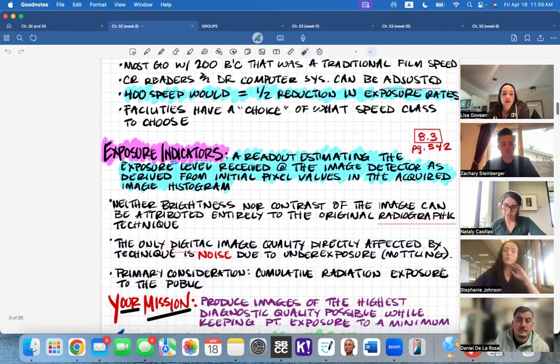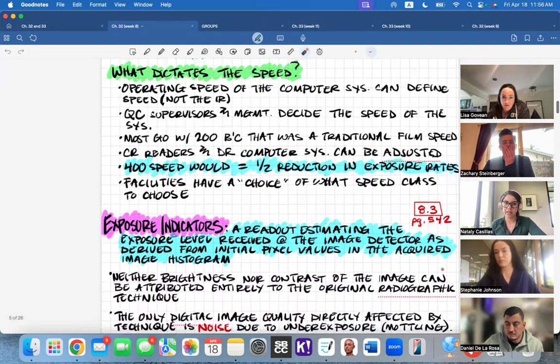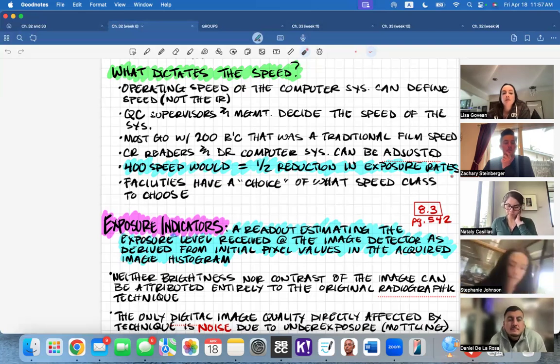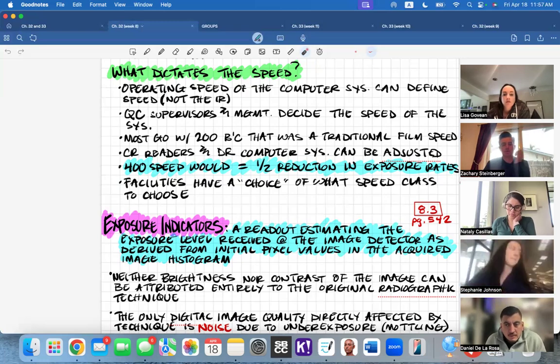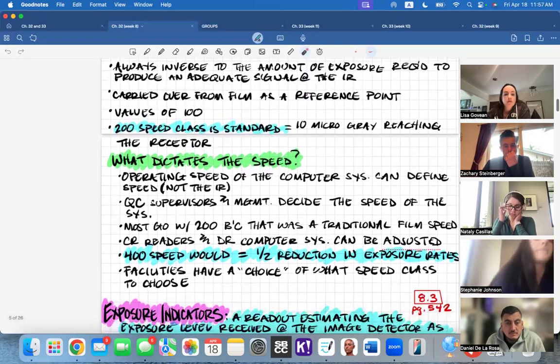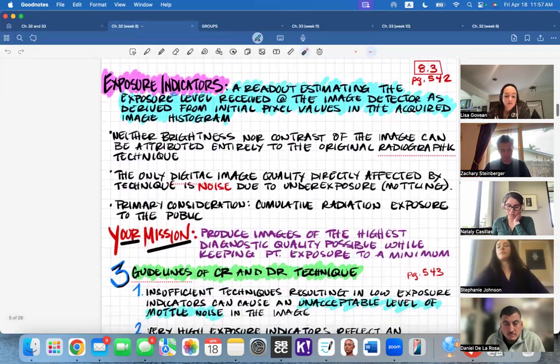Any other thoughts? Speed class. I noted that speed class will be directly connected with techniques. I think he said that, which is why I wrote it down. That makes sense. Because of the seconds for the mass. Yeah, just because of how much exposure the system needs to produce adequate images. Yeah, I think that makes sense. All right, should I move on?